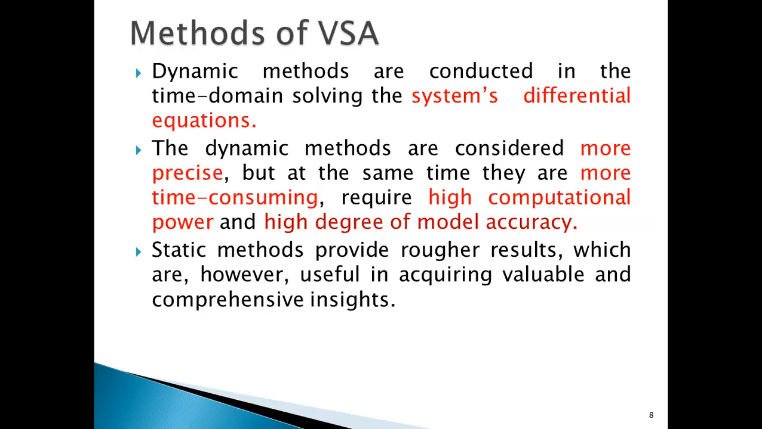The last point to be noted is regarding accuracy. As static method of voltage stability analysis involves more approximate model, it is less accurate or less precise when compared to dynamic method of voltage stability analysis. Whereas dynamic method of voltage stability analysis is more precise as we are including detailed model for analysis.